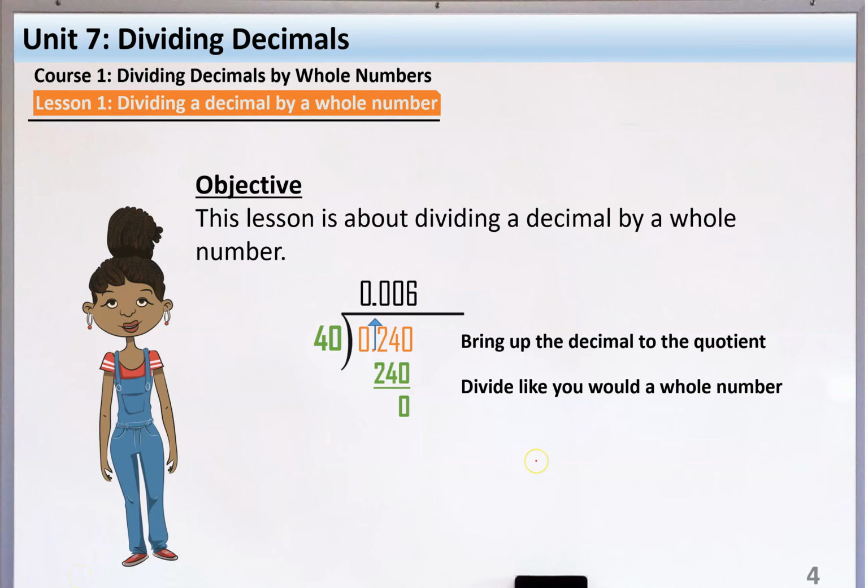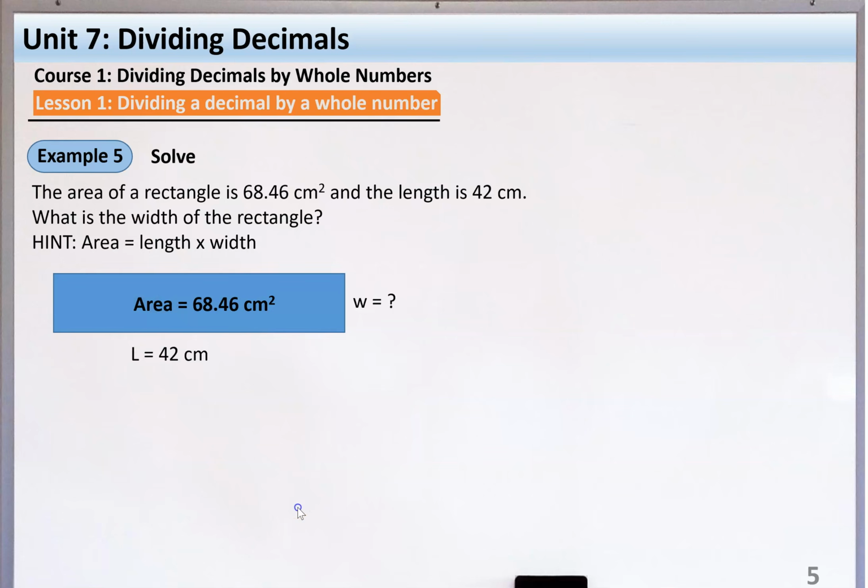This is Mr. Everett, and we're going to continue with part two of dividing decimals by a whole number. Let's get started. Okay, so we're going to solve this problem. It's an area problem. The area of a rectangle is 68.4600 centimeters squared, and the length is 42 centimeters. What is the width of the rectangle? And remember that the area of a rectangle is length times width.